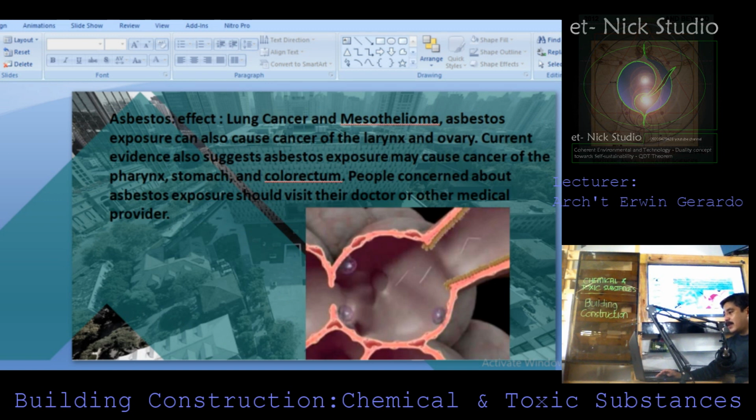Asbestos effect: it causes lung cancer and mesothelioma. Asbestos exposure can also cause cancer of the larynx and ovary. Current evidence also suggests asbestos exposure may cause cancer of the pharynx, stomach, and colorectum. People concerned about asbestos exposure should visit their doctor or other medical provider.